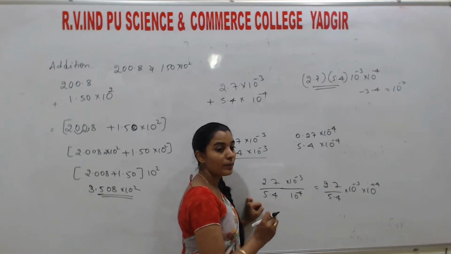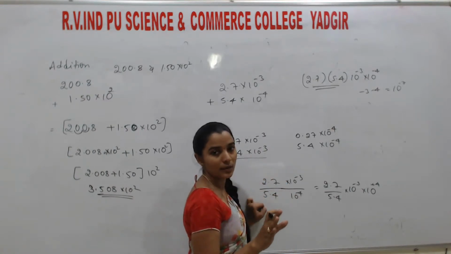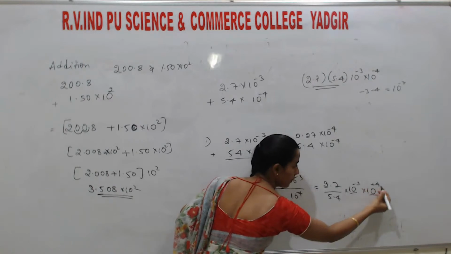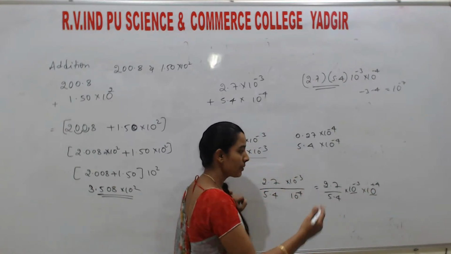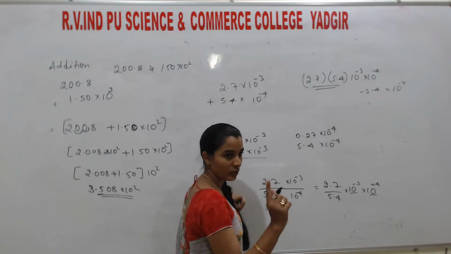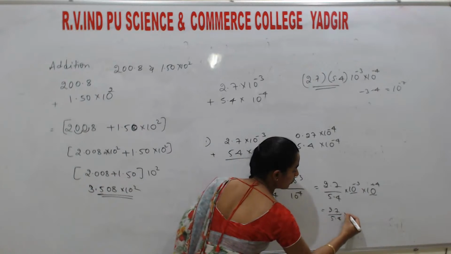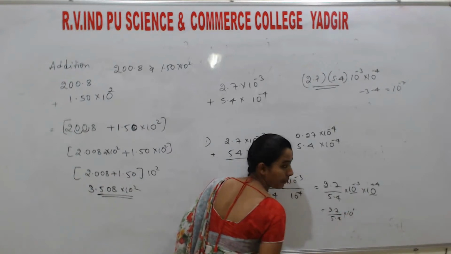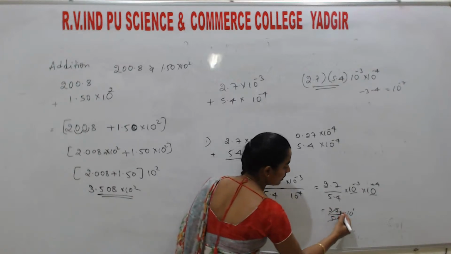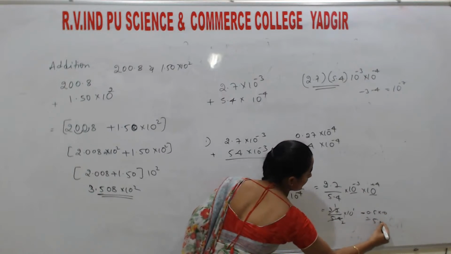Okay, this is only possible in what? Division. In multiplication, it is as it is. The powers are added. Now here bases are same, then powers are added. Minus 3 plus 4 means, of course, it is plus 1. And that is 2.7 divided by 5.4 into 10 to the power 1. Correct? So this will get cancelled by 1 by 2, that is 0.5 into 10, which is 5.